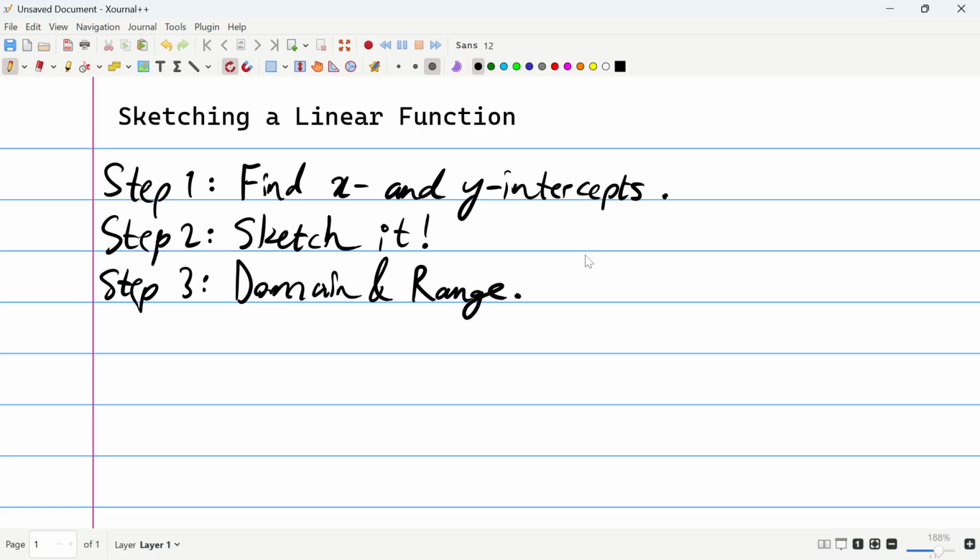Step 1, we need to find the x and y intercepts. And step 2, then we can just sketch it. Go for it. That's for linear functions, of course. And then step 3, we need to obviously show what is the domain and range for that function. Okay, cool, we're ready. Let's get to the first example.